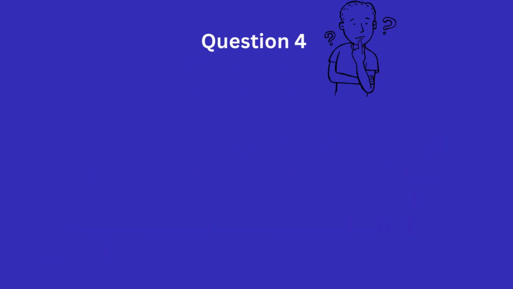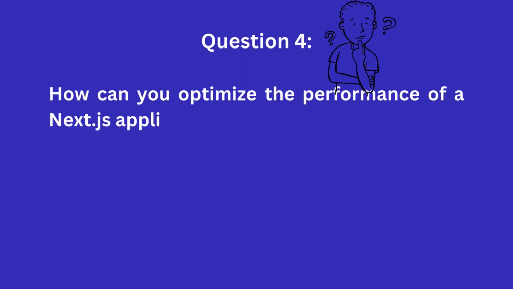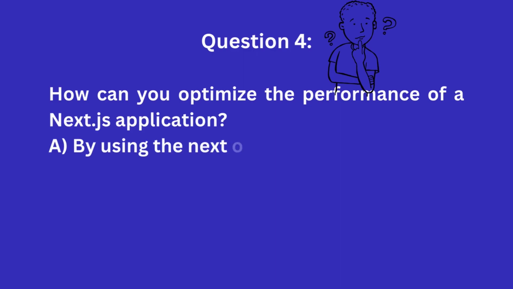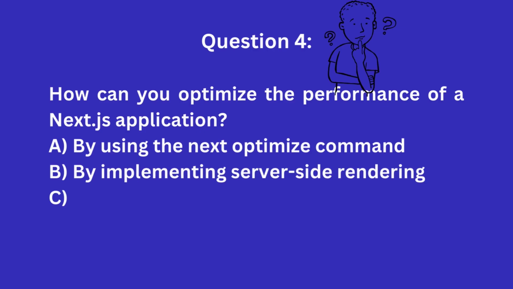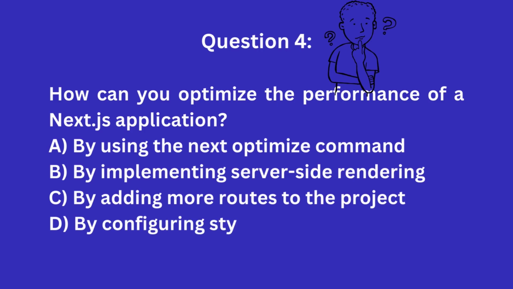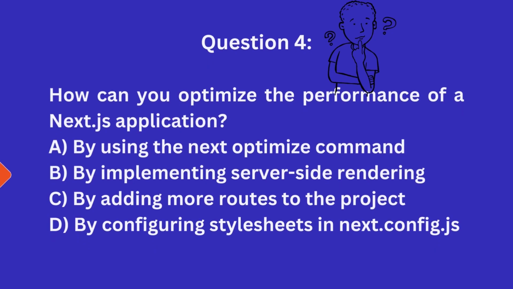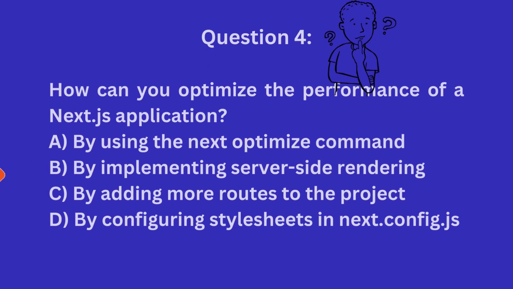Question 4. How can you optimize the performance of a Next.js application? A. By using the next optimize command. B. By implementing server-side rendering. C. By adding more routes to the project. D. By configuring style sheets in next.config.js. Correct answer, B.